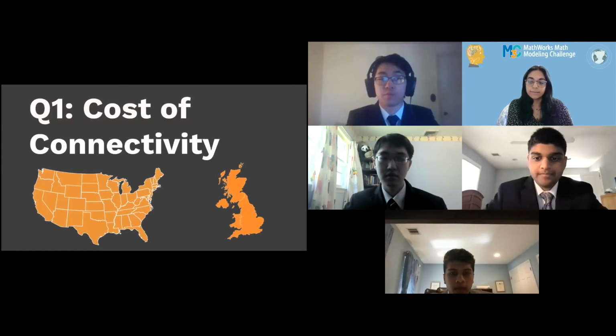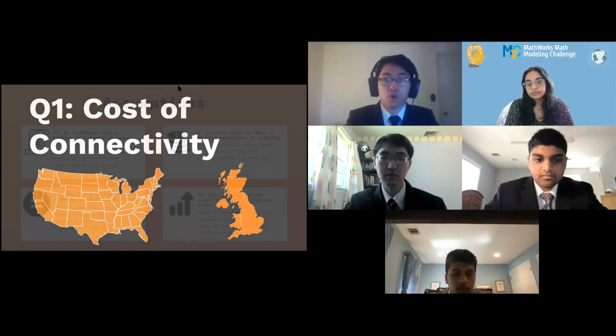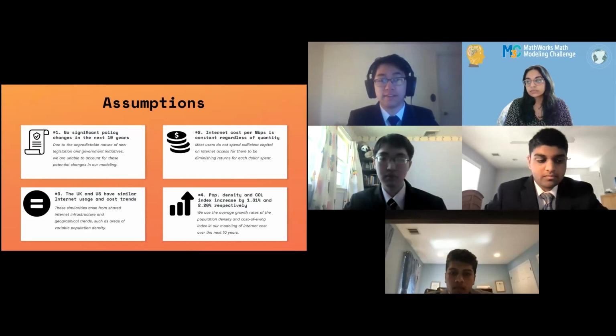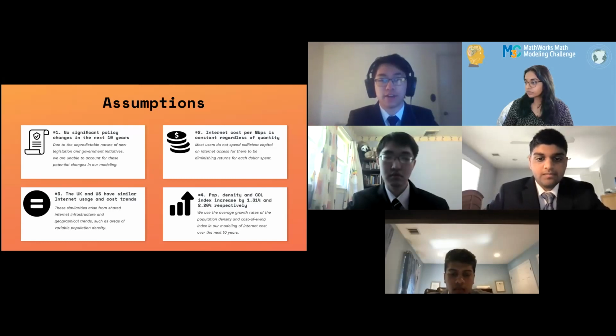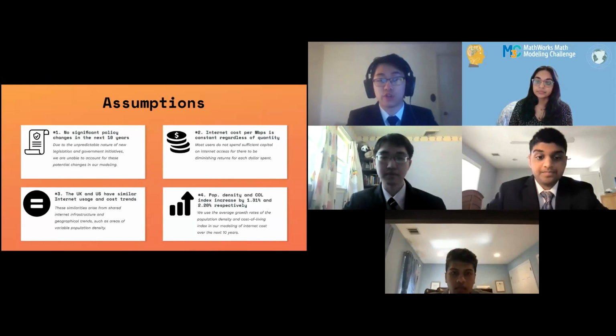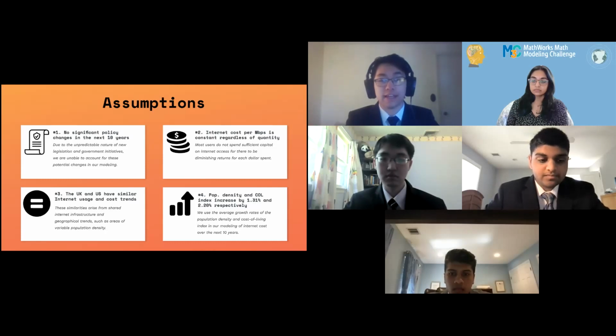So beginning with the first problem, we created a regression model that tied together three crucial elements to determine the cost of internet over the next decade. For our assumptions, we assume that there are no significant policy changes in the aforementioned time span and that the cost per unit of internet is constant, regardless of quantity purchased by the consumer. Additionally, we assume that the US and UK follow similar trends in internet usage, cost, and population density. We also utilize the average growth rates and population density and the cost of living index.